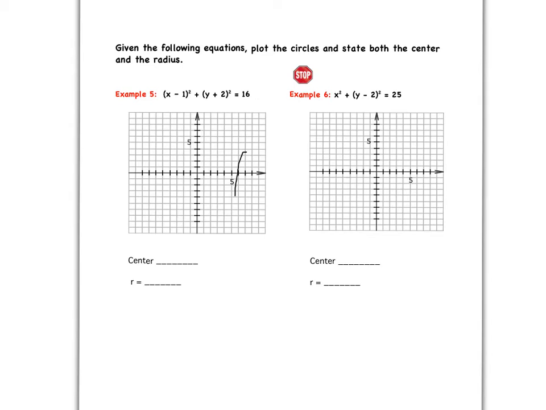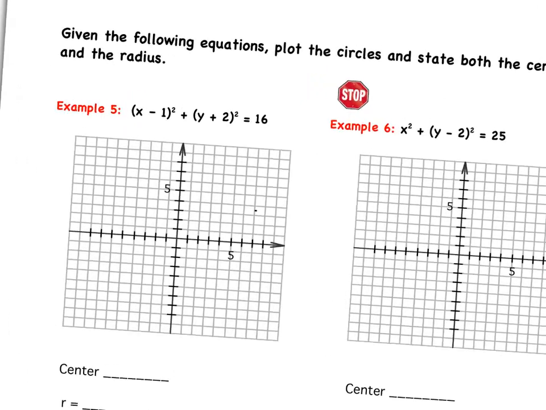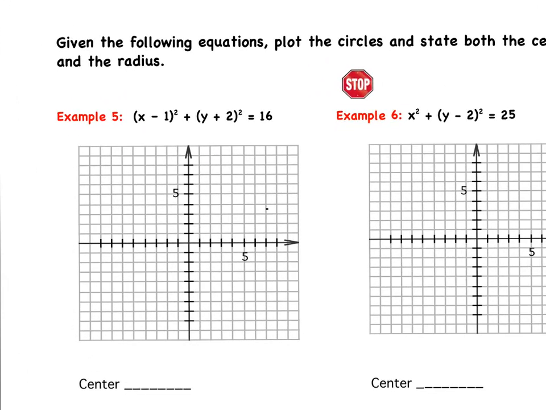So we can write the standard equation over the top of the equation we're given so that I can see what the center h, k is. So x minus h squared plus y minus k squared equals the radius squared.